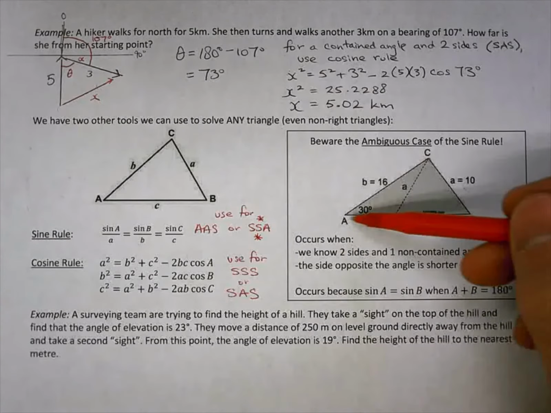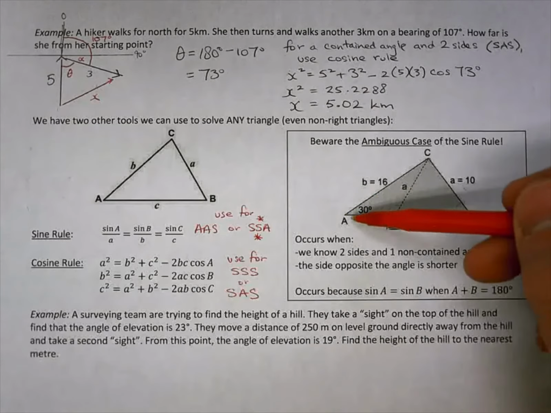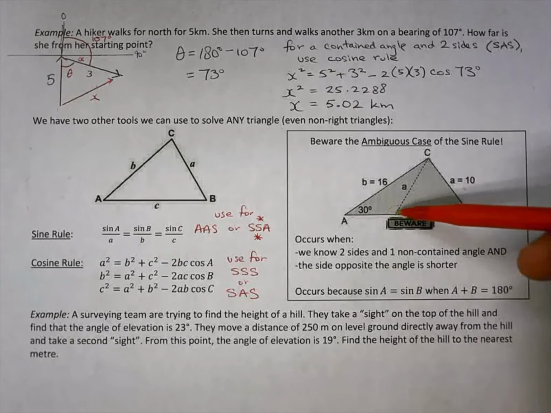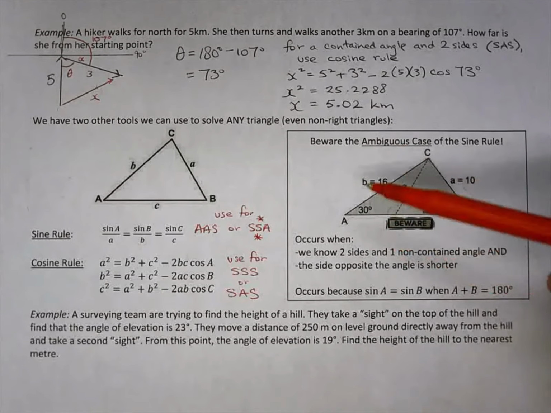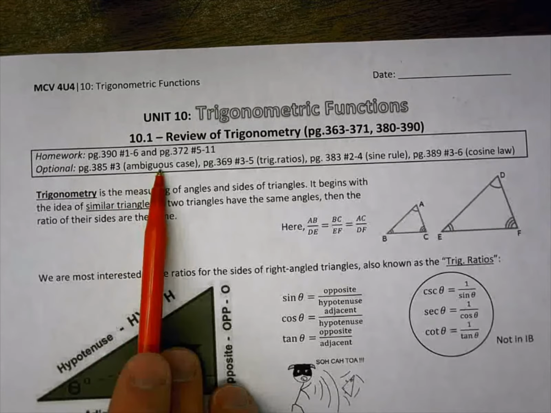If I knew this length, and if this was a contained angle, I wouldn't have this problem, because the bottom length is the length that changes, right? Here it's very short, here it's very long. And there I gave you my explanation. So this is something to be aware of. If you're unfamiliar with this or you don't like it, I've highlighted on the front a whole bunch of homework for today, and there are some ambiguous case questions.